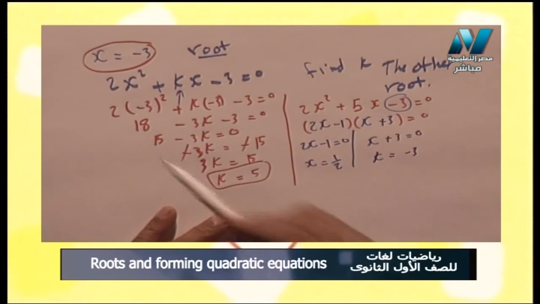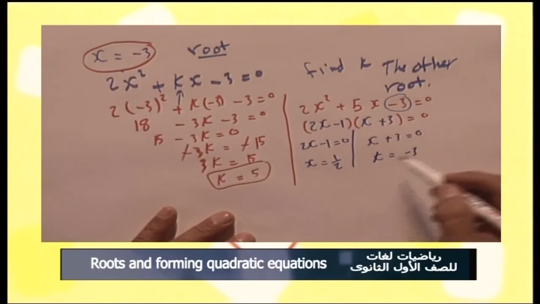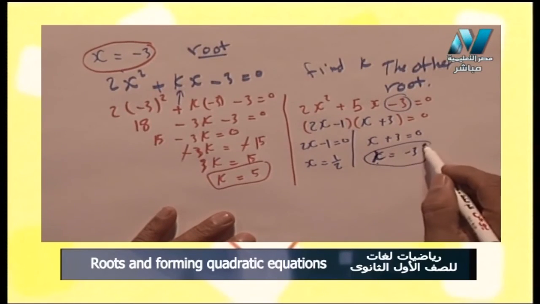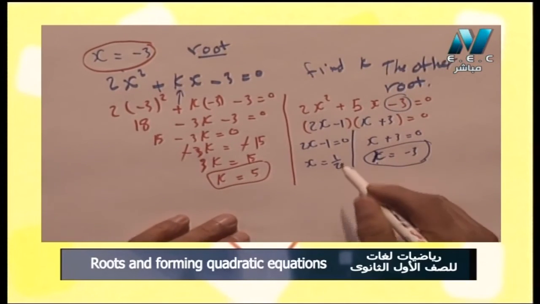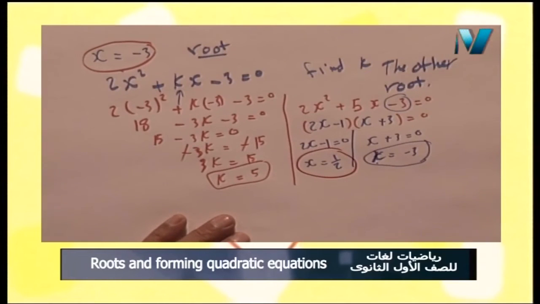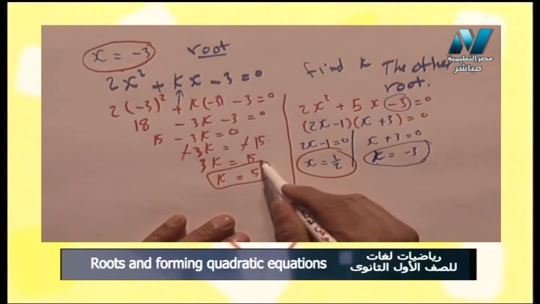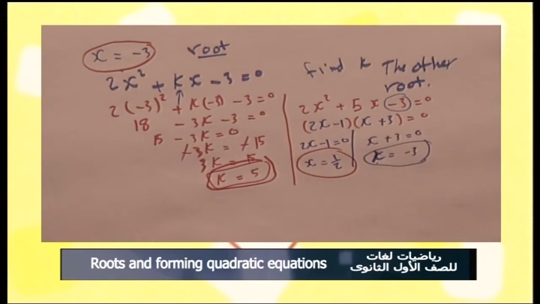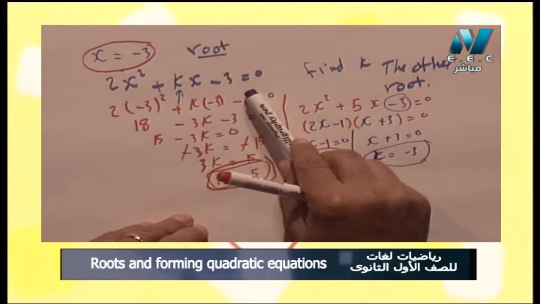We have a root. He gave us the first root, which will be x = -3. Then where is the other root? The other root will be equal to 1/2, and k here equals 5. So we have answered the question now. Let's move to the next method to solve the same equation.